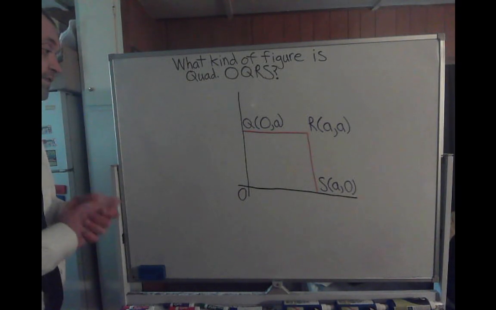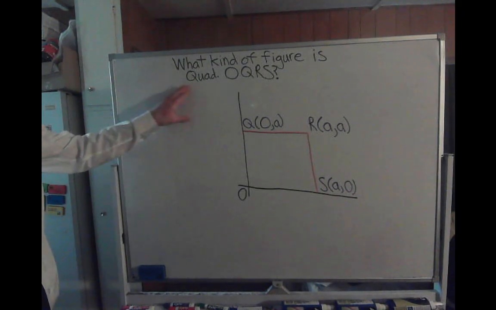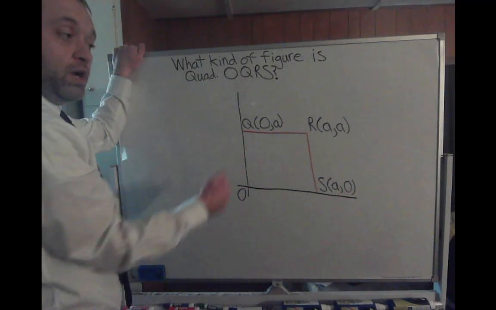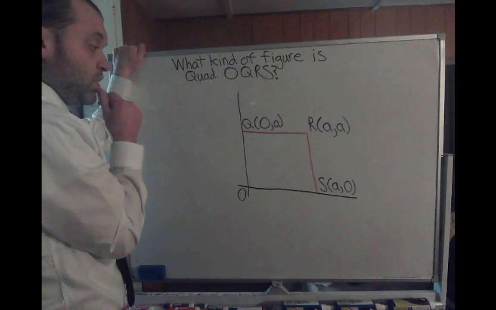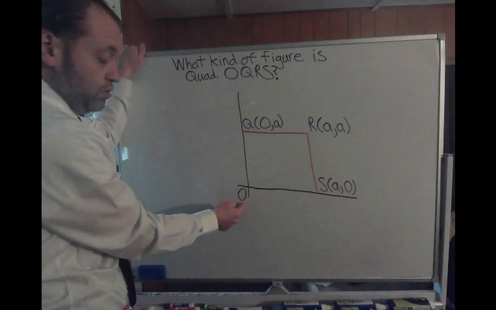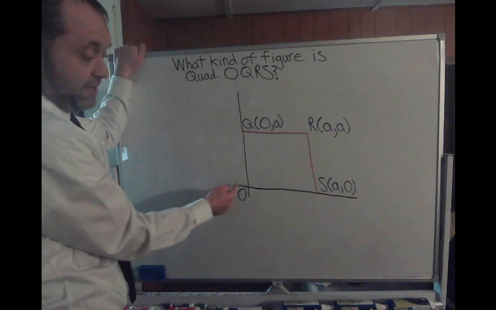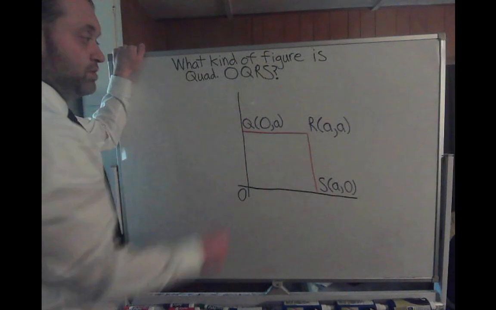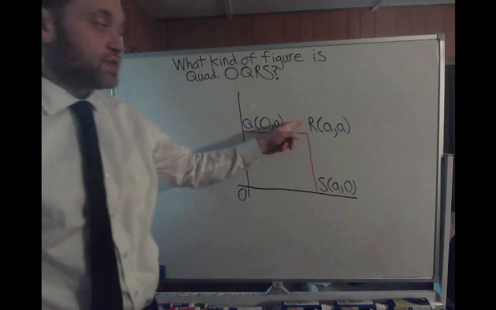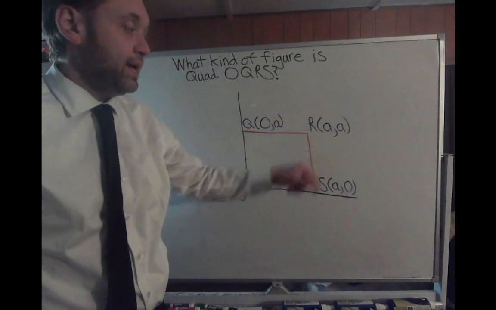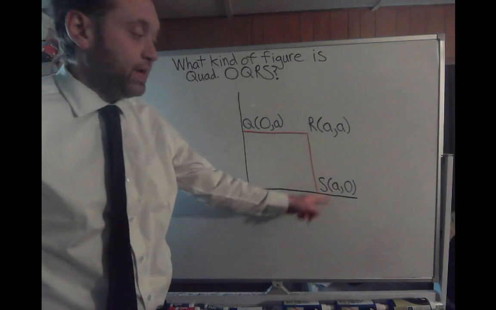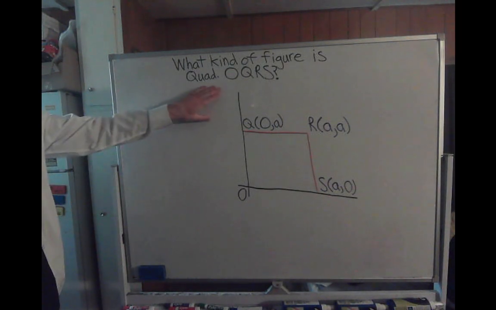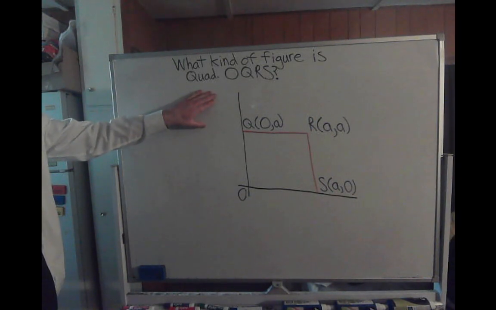So our very first problem is, what kind of figure is quadrilateral OQRS? As you see, we definitely have a quadrilateral here where you have vertex O at the origin, the point (0, 0). You have vertex Q at the point (0, A). You have vertex R at the point (A, A). And then you have S at the point (A, 0). So we need to figure out what kind of quadrilateral is OQRS.